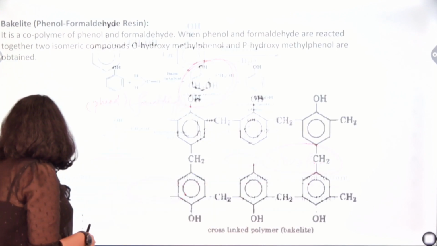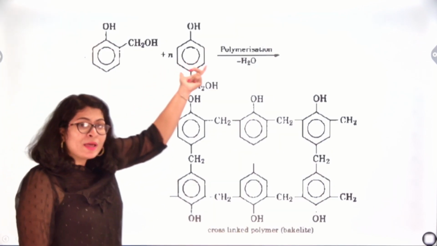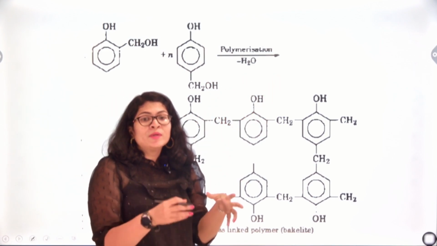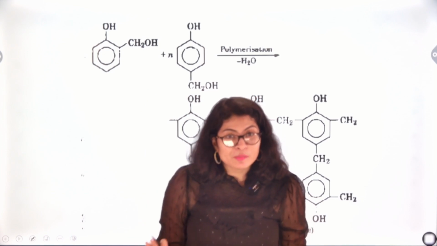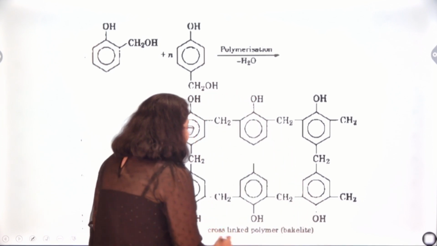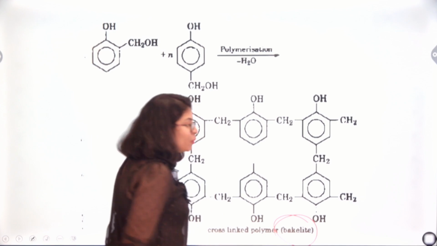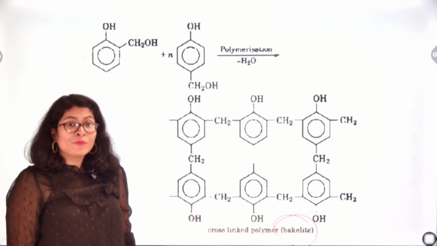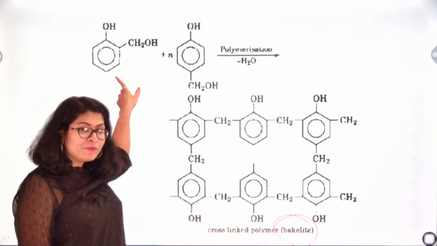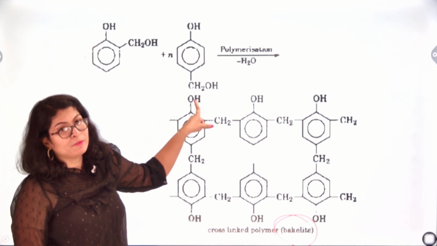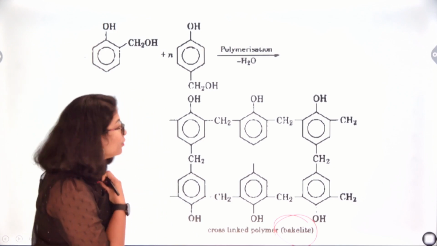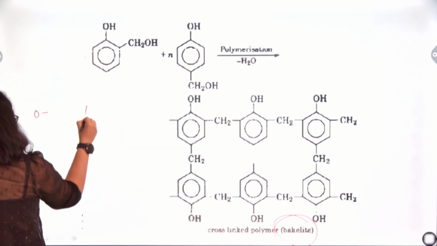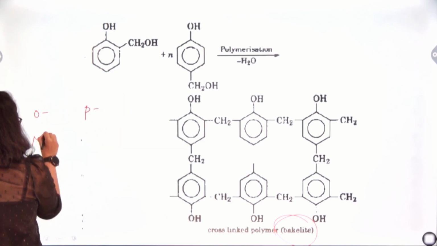But when I polymerize ortho as well as para isomers together, the polymeric chain so formed is basically a cross-linked polymer, and that cross-linked polymer is called bakelite. Okay, the cross-linked polymer of orthohydroxymethylphenol and para-hydroxymethylphenol is called bakelite.